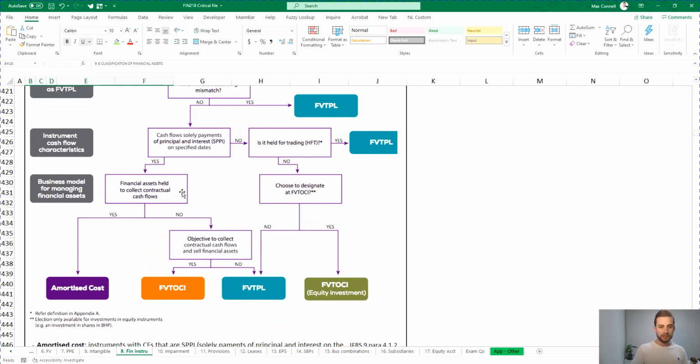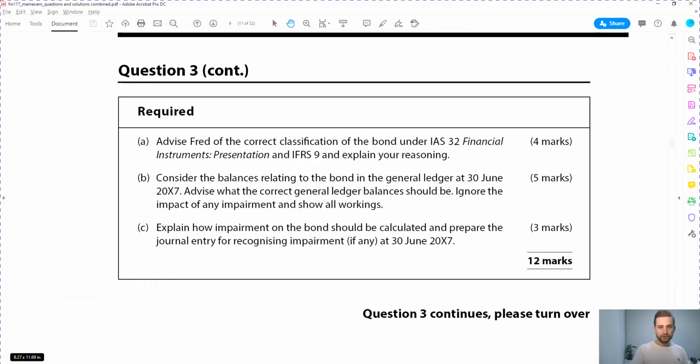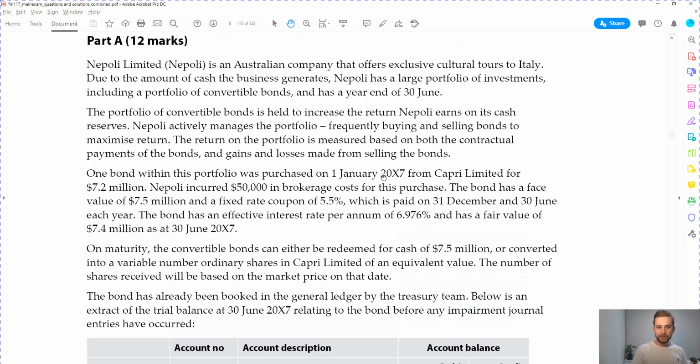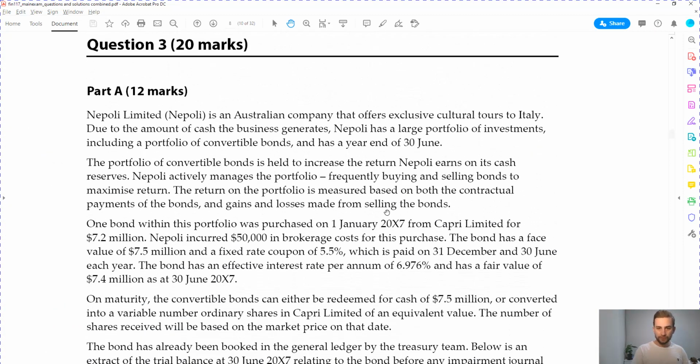And then the next test is, are the financial assets held to collect contractual cash flows? The answer is also yes, because in the question it says it's measured based on the contractual payments of bonds and the gains and losses made from selling the bonds.